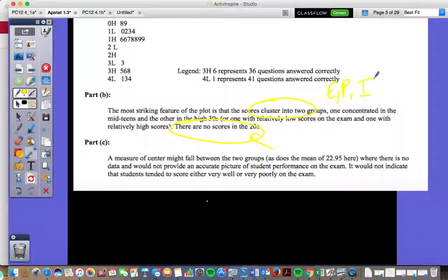So because of that, we would say, it's exactly it. It says this: a measure of center might fall between the two groups. It would not indicate that students tended to score either very well or very poorly on exams. On this one, unfortunately, it's either an E or an I, okay? If you said something along those lines, that's an E. If you were like, man, I was not even close, that would be more of an I, okay?